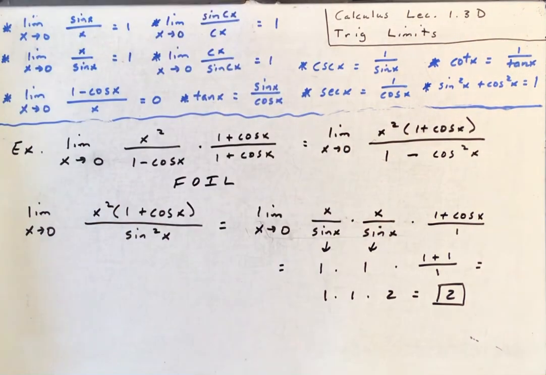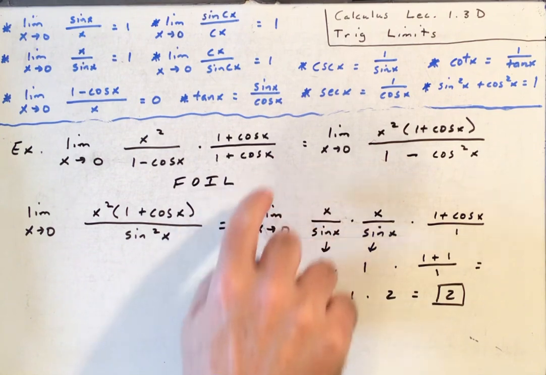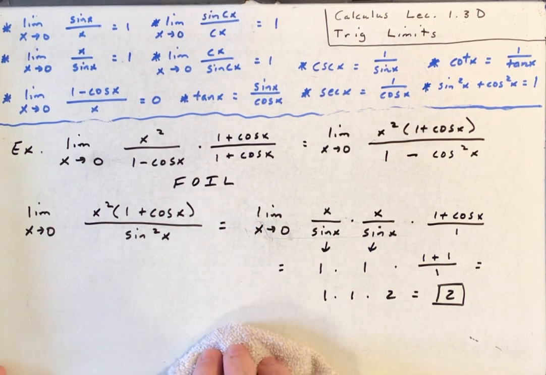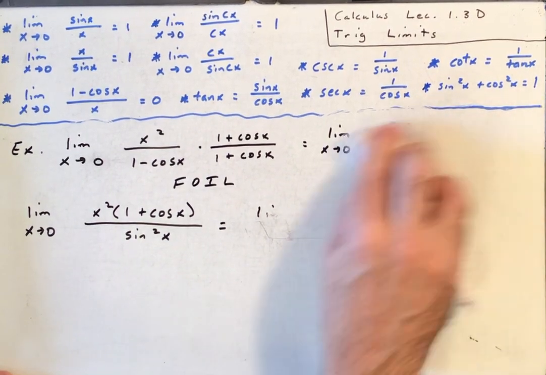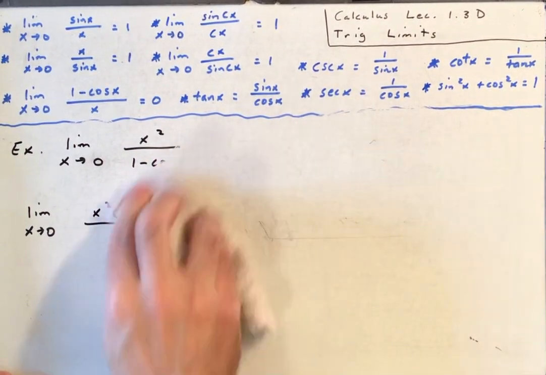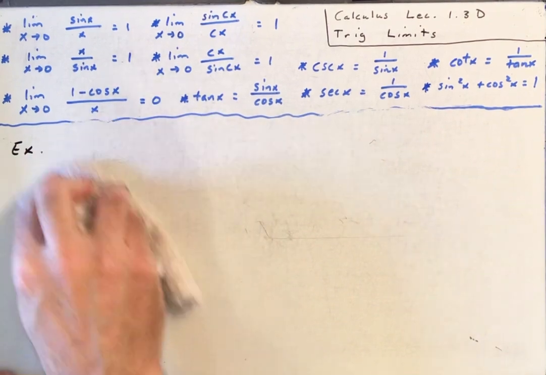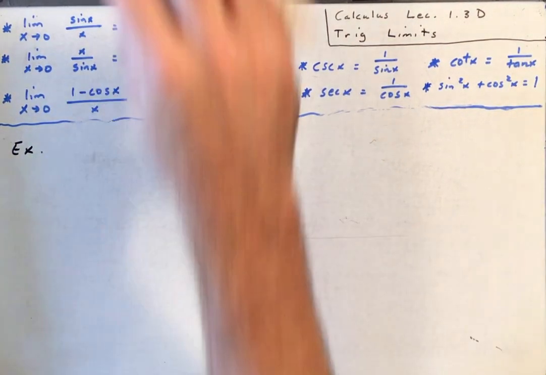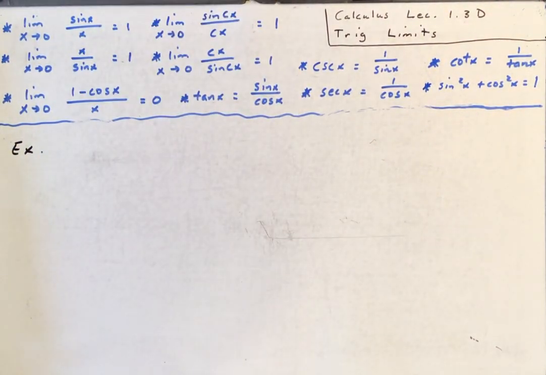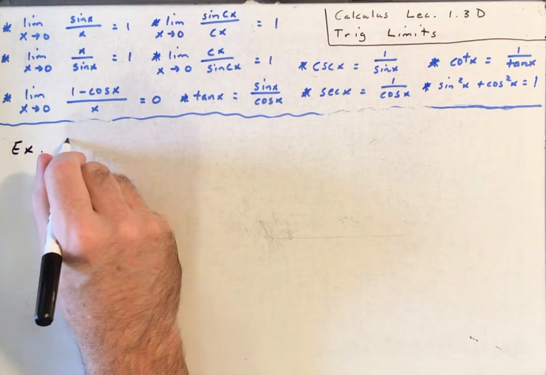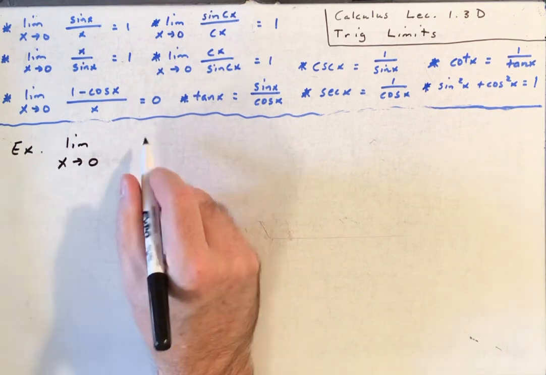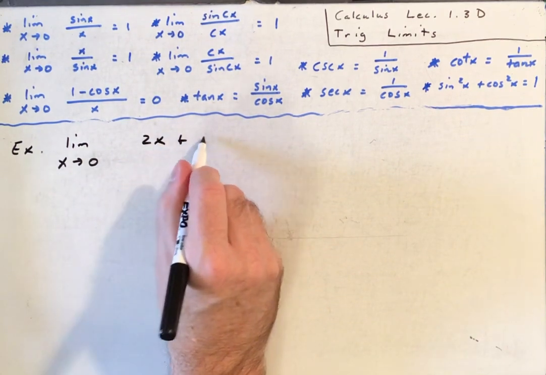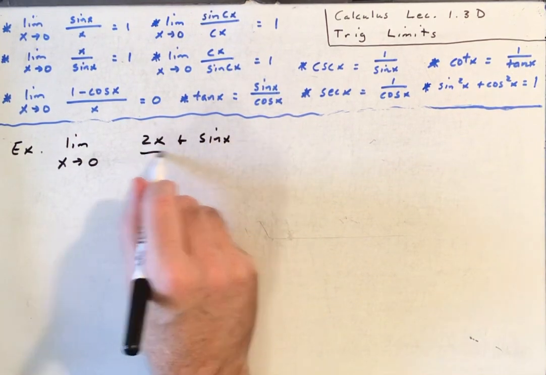Okay, a lot of work to that one. So remember, the conjugate would be one of your mathematical tools that you can use if you just kind of get lost and not sure what to do. You can always try that. Okay, last example. Got the limit as x approaches 0 of 2x plus sine x over x.